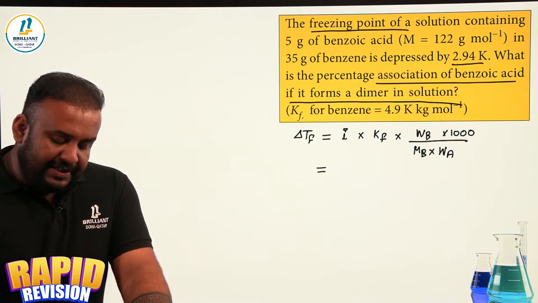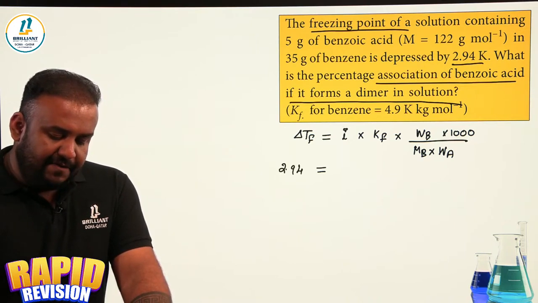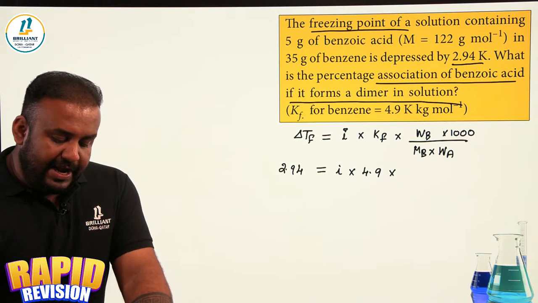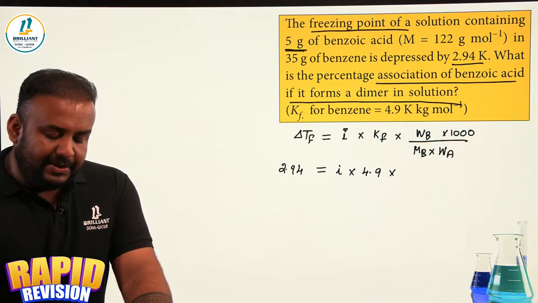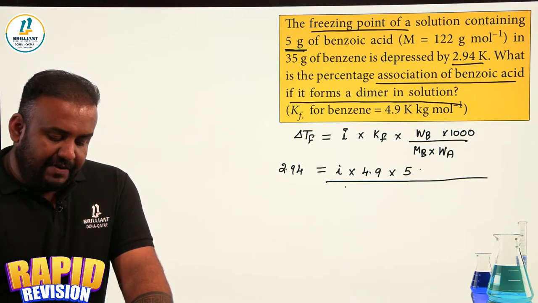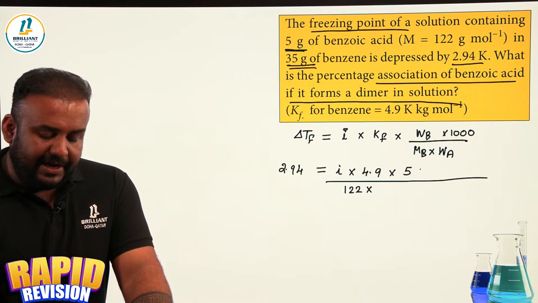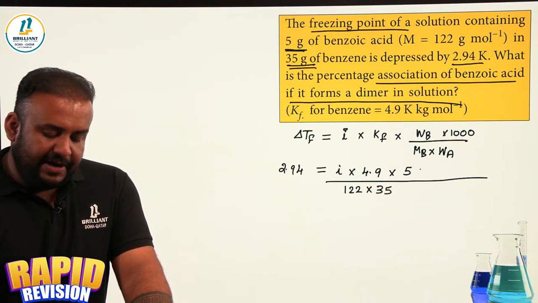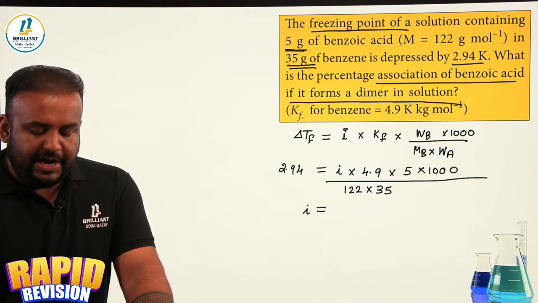So, delta Tf is how much? 2.94 is equal to i into Kf, which is 4.9, it's given. Now, WB is 5 gram benzoic acid, so 5 divided by molecular weight 122, into WA, dissolved in 35 gram benzene, 35 into 1000. Find out i.